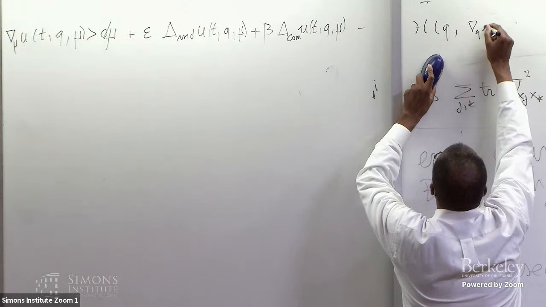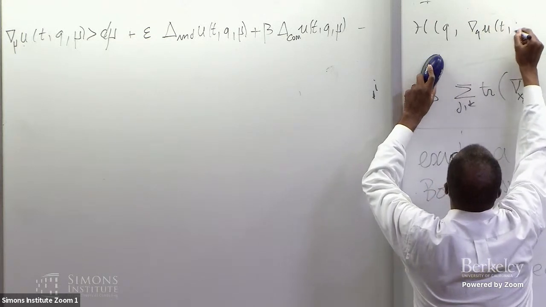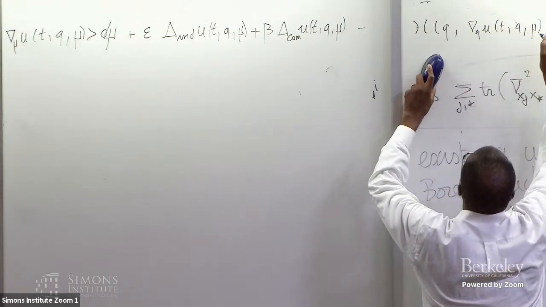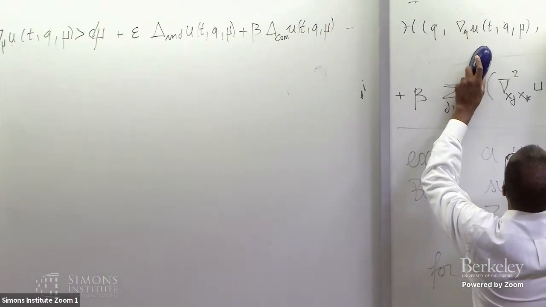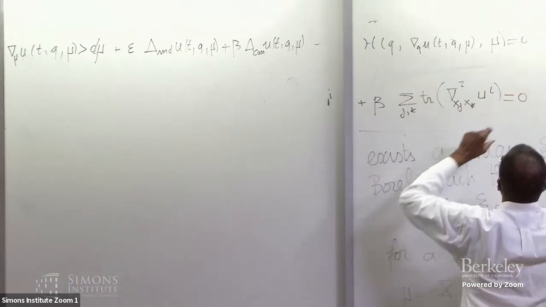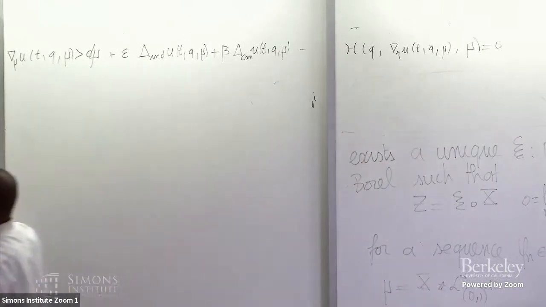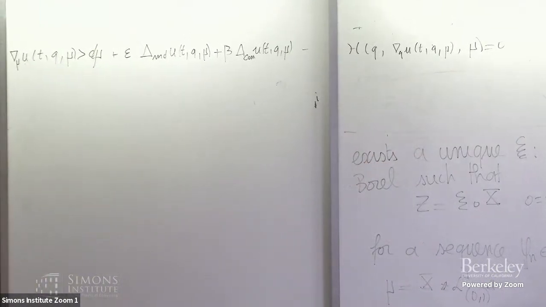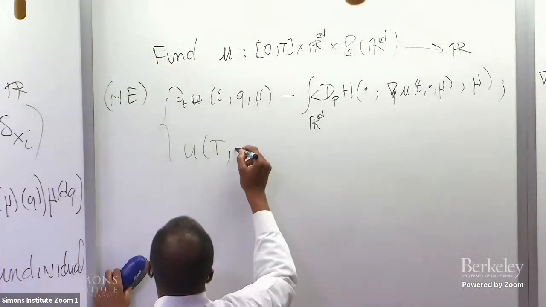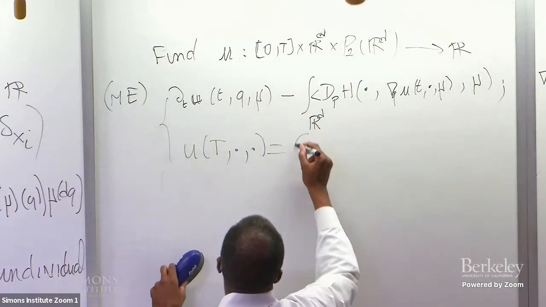Equals 0, with the terminal condition U at capital T.